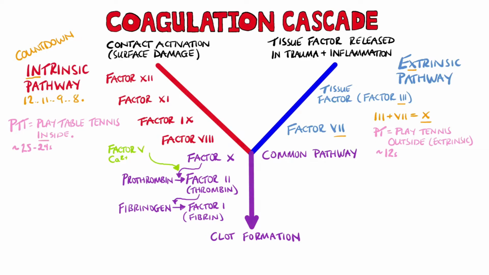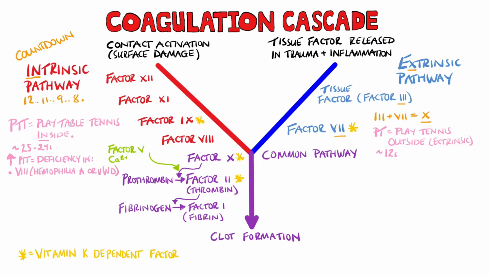Another important thing to remember is the vitamin K dependent factors, which are factors 2, 7, 9 and 10. So causes for a prolonged PTT time with a normal PT include a deficiency in factor 8, for example in haemophilia A or von Willebrand's disease, a deficiency in factor 9 seen in haemophilia B, or deficiencies in factors 11 or 12. A prolonged PT with a normal PTT can come from factor 7 deficiency.